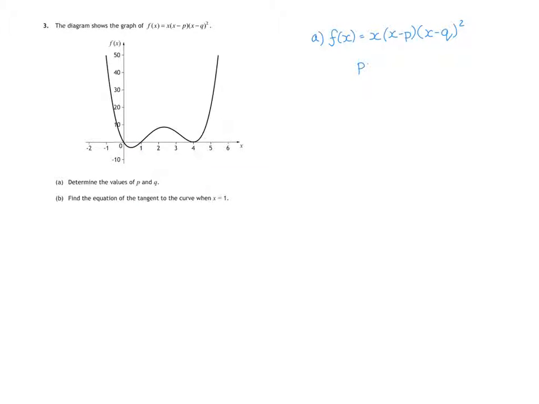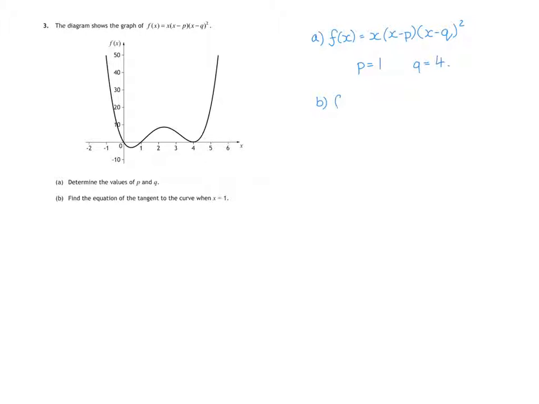So p equals 1. And then we've got our second root here, so that is a repeated root because it's just touching the axis, it's not crossing it. So that's got to be our q. So we know that q has got to be 4. So we've been asked to find the tangent to the curve when x equals 1. So to find the tangent to the curve we need the gradient. To find the gradient we need to differentiate. Because if we differentiate a function, then we can set it and we can get our gradient.